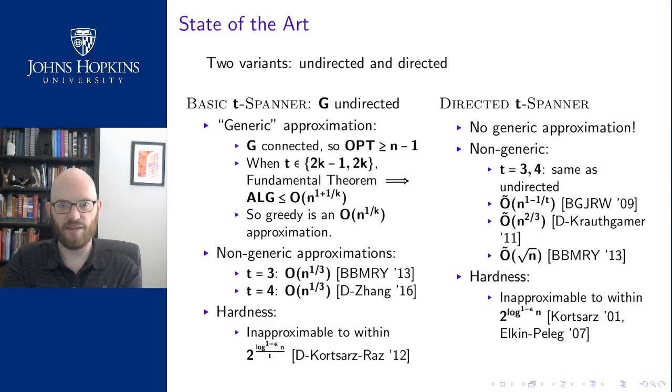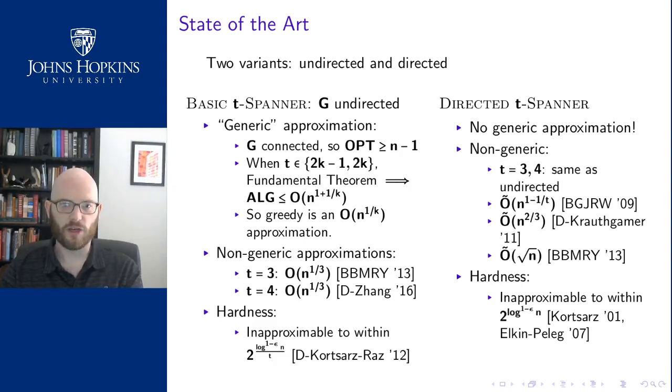In directed land, things are different, because there is no generic approximation. I don't have these trade-off theorems, so I can't do anything generically. For t equals 3 and 4, it turns out that you can use those same algorithms. In fact, both BBMRY and my paper with Zayu are really about directed spanners. Sure, they give the same thing for undirected, but they're really more about directed.